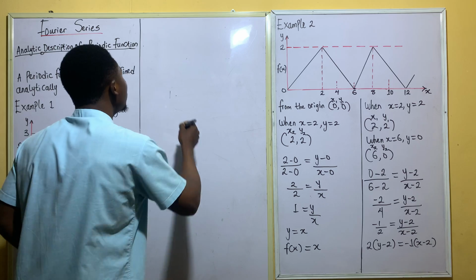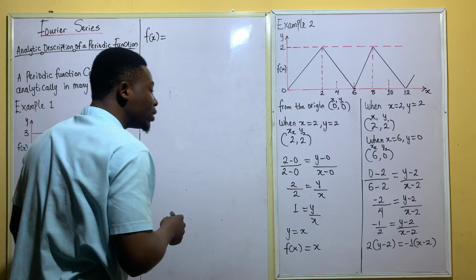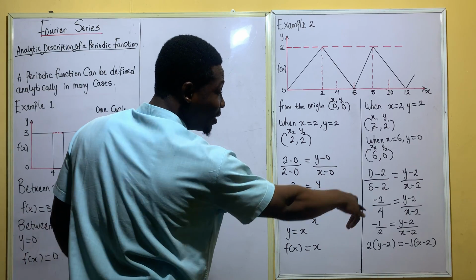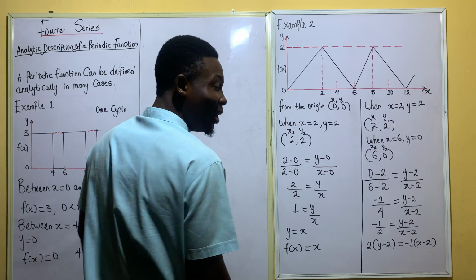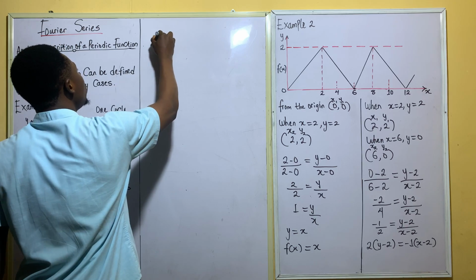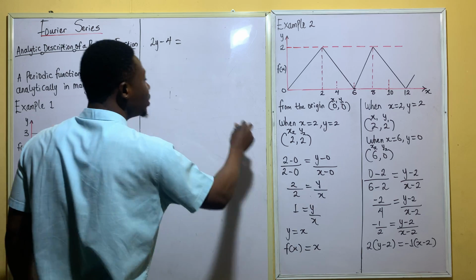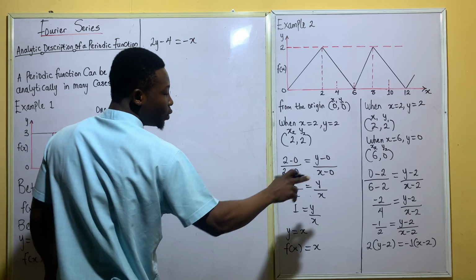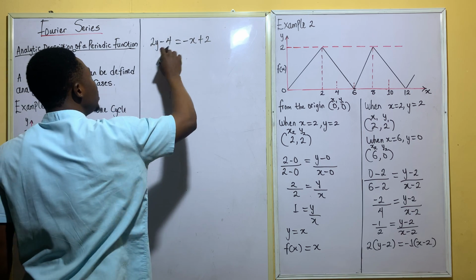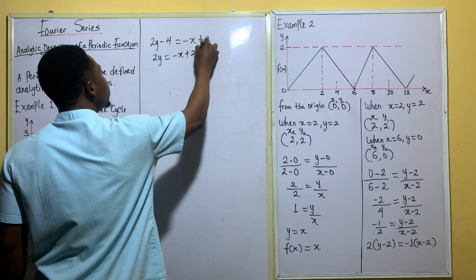So f of x is going to be equal to what now? Oh, we have not simplified this. We're not done with simplifying this. So let's simplify this. 2 times y gives us 2y. 2 times minus 2 gives us minus 4, is equal to minus 1 times x gives us minus x. Minus 1 times minus 2 gives us plus 2. All right. So you have 2y is equal to minus x plus 2 plus 4.